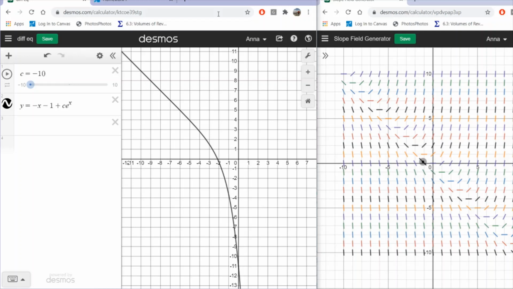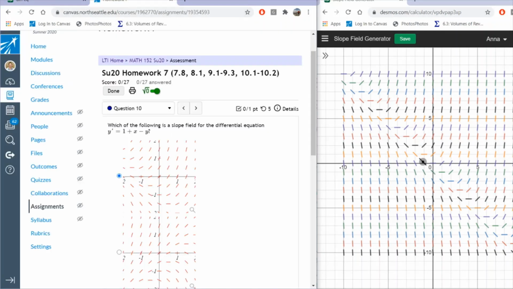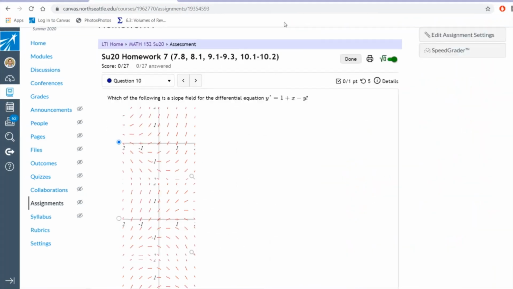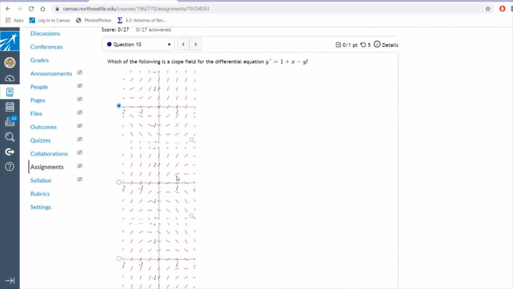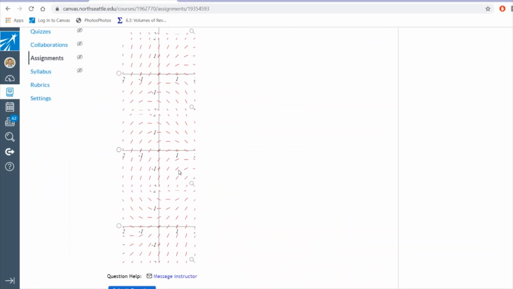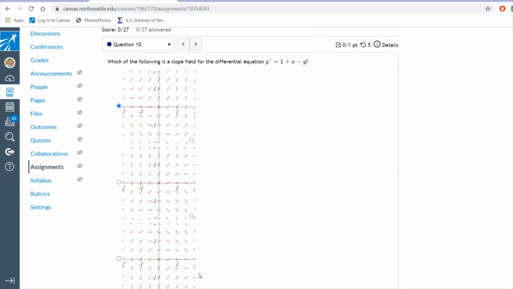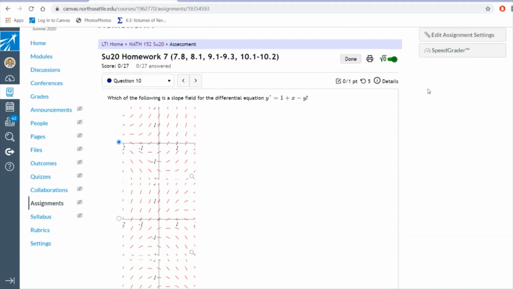I just want to point out, there's one homework question about slope fields, and I wanted to pull it up quickly. First of all, I apologize. I know it looks really confusing. There are 4 different options of graphs and they're really smushed next to each other. I couldn't figure out a way to change that, so unfortunately that's how it is. This asks us, which of the following is a slope field for the differential equation y prime equals 1 plus x minus y?